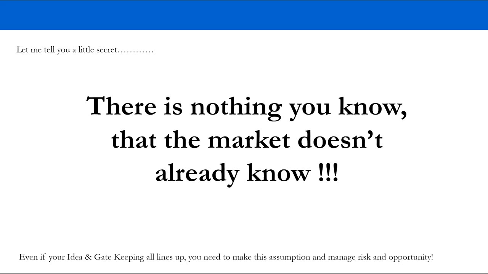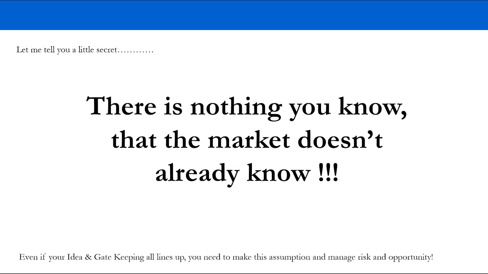We're never going to be perfect. And then admit that we can still get it wrong, because there's nothing you know that the market doesn't already know. If you make this assumption, then you're going to have discipline. If you're wrong, you're going to look to manage risk correctly. If you're right, you're going to look to manage risk in that scenario correctly as well. And this is what we're going to move on to now.